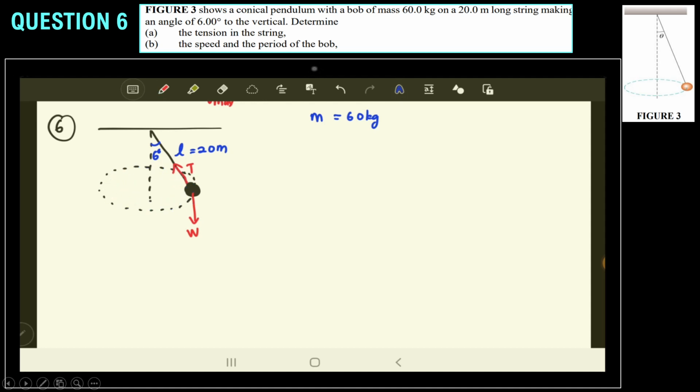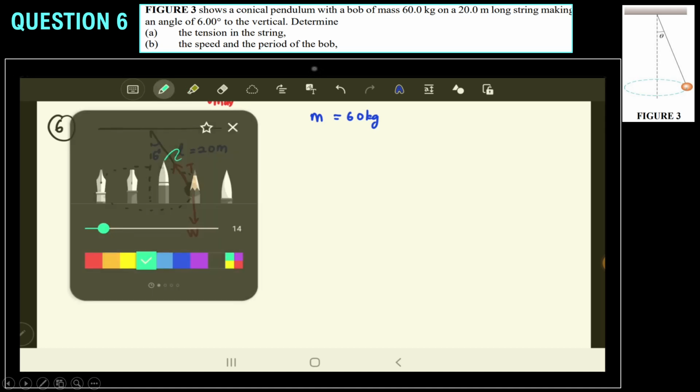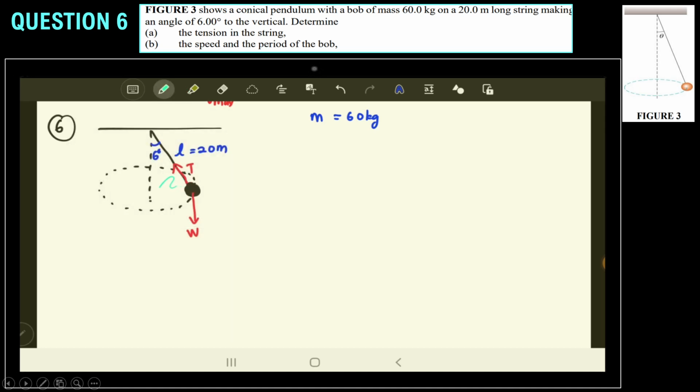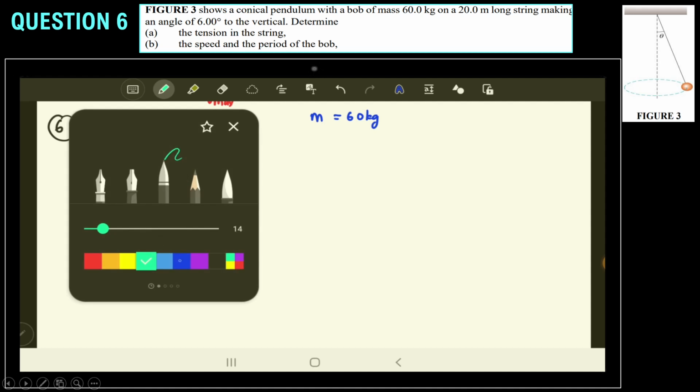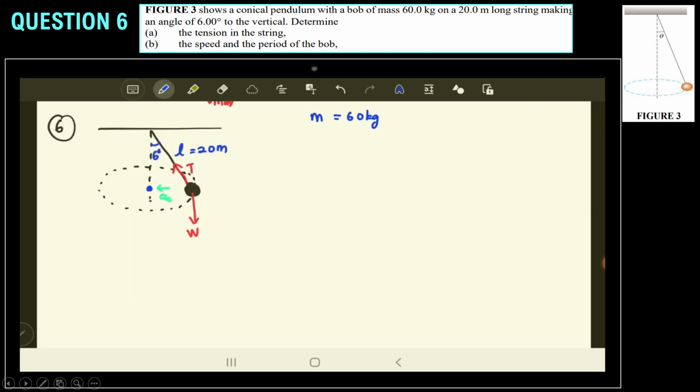Okay, I like to draw the direction first. I draw it small. This is not the force. The green arrow is not the force. It's just the direction of the centripetal acceleration. I use the direction to guide me in writing my equation. I like to draw it placed like this. So this is the center, and the direction of the centripetal force must always be towards the center.